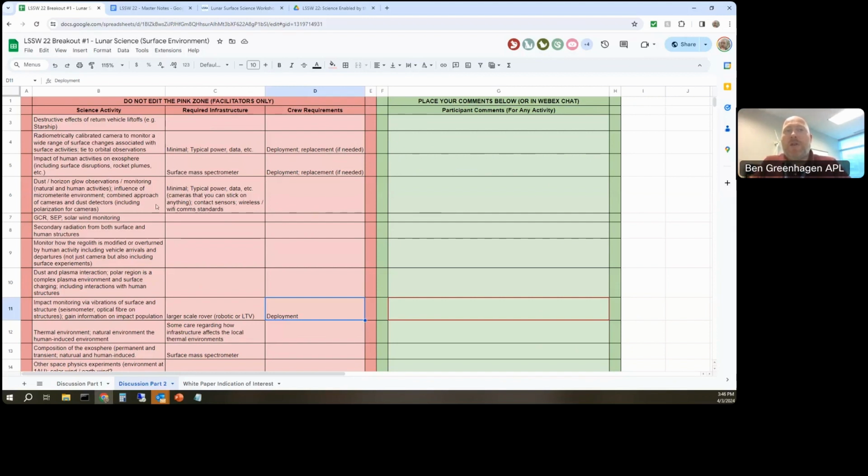There were a few, we also got into a discussion about wireless communications and using more conventional communication protocols that are used on Earth, such as Wi-Fi or cellular networks, and how that could be enabling, especially for some of these more diffuse experiments. For example, the dust one in particular would like to be monitoring the dust at every place around the base as opposed to just one central dust monitoring location.